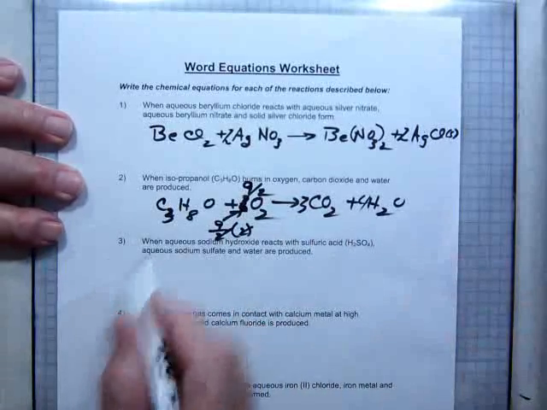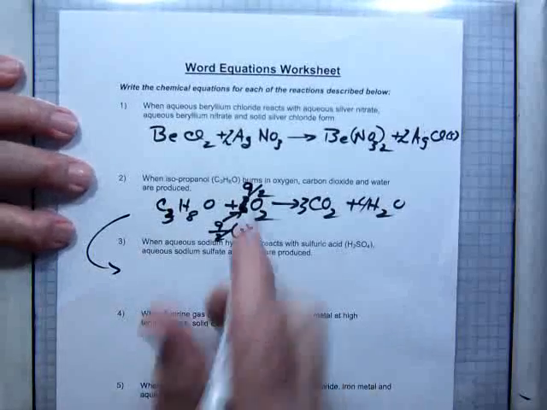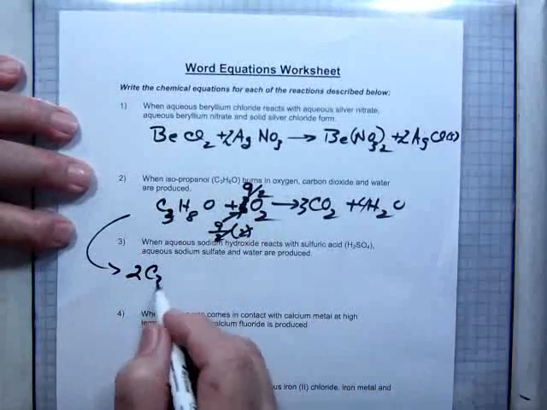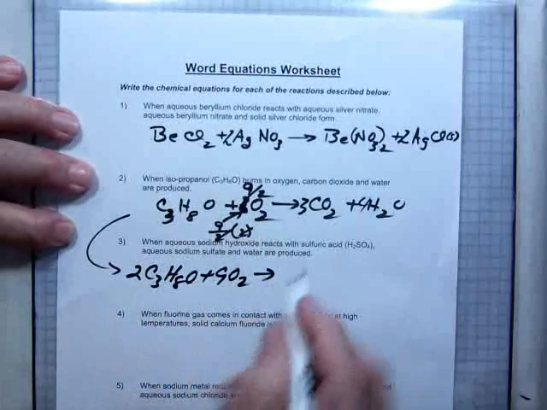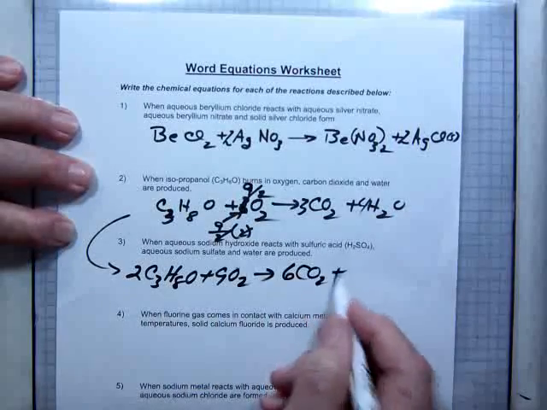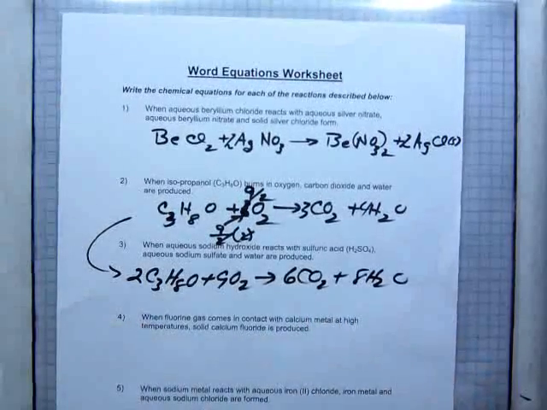So this, well, I'll come down here. I'm going to let y'all do the rest of them anyway. So 2C3H8O plus 9O2 goes to 6CO2 plus 8H2O. So please go through the rest of that.